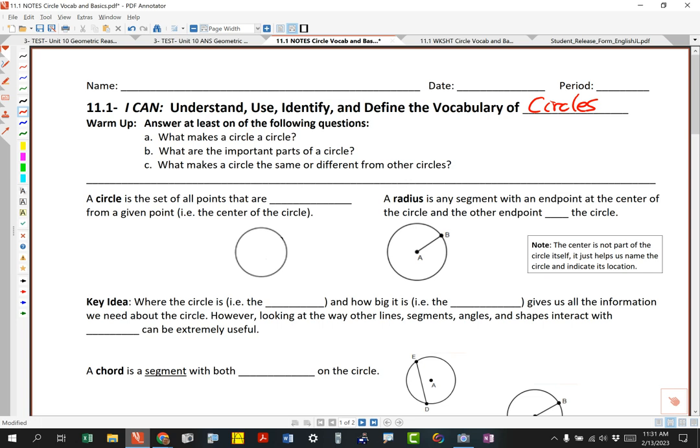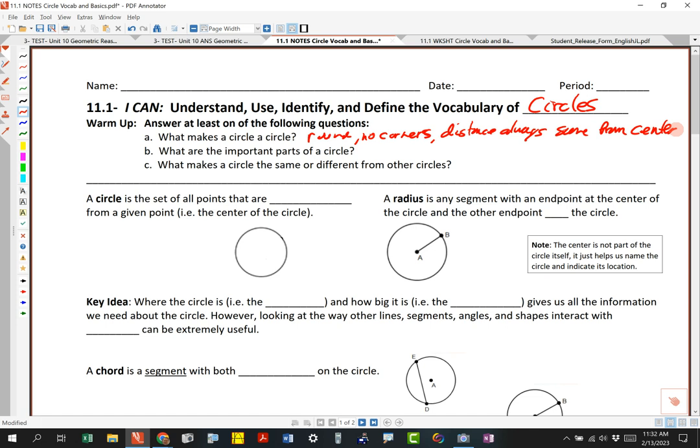So the first question is a pretty broad one. What makes a circle a circle? Round. 360 degrees. Can anybody do anything other than round? No corners. The distance is always the same from the middle. Okay. Distance always the same from the middle, and I'm going to change that to center if that's okay.